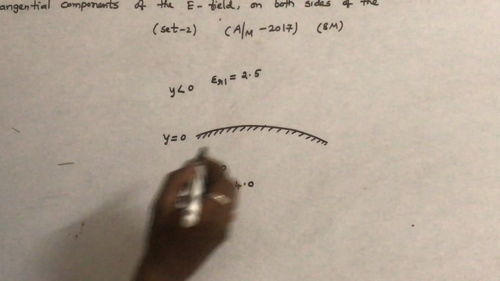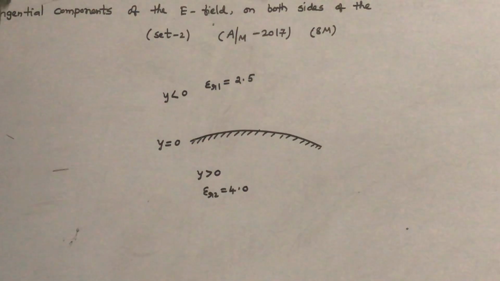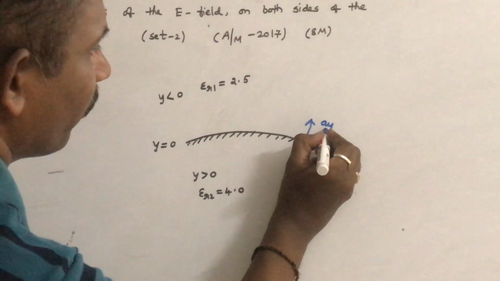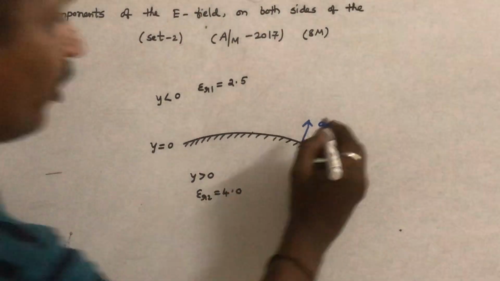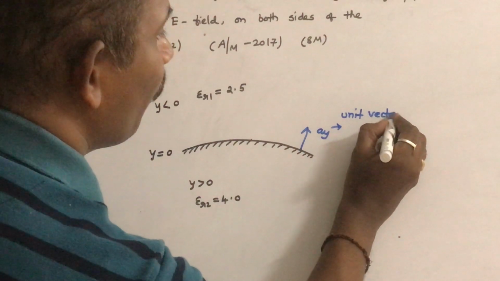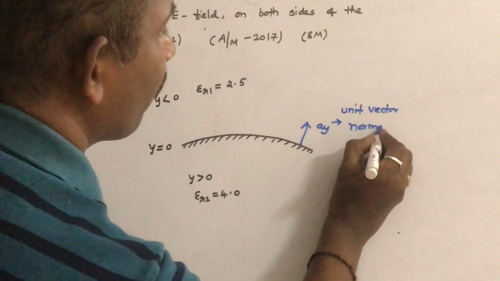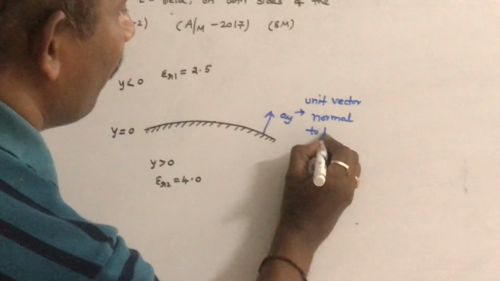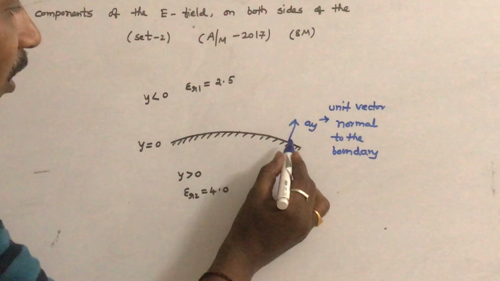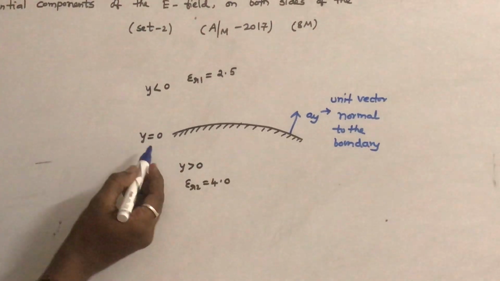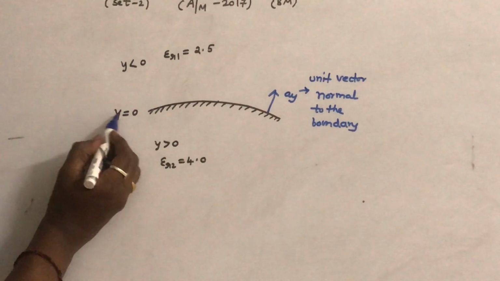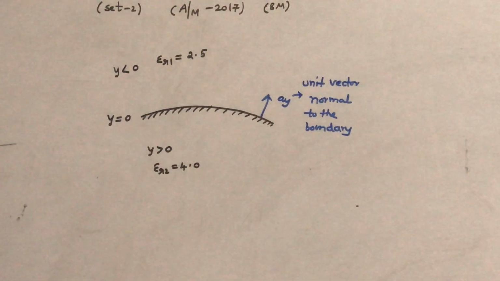Because y equal to 0 is the boundary between the two mediums, the unit vector normal to this boundary is always ay. This is very important in this problem. First you have to identify the boundary and find the normal vector. If it is the x equal to 0 boundary, ax is the normal vector. If it is the z equal to 0 boundary, az is the normal vector.